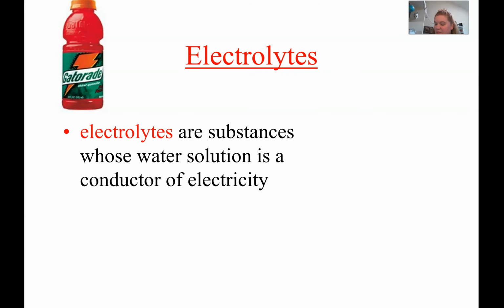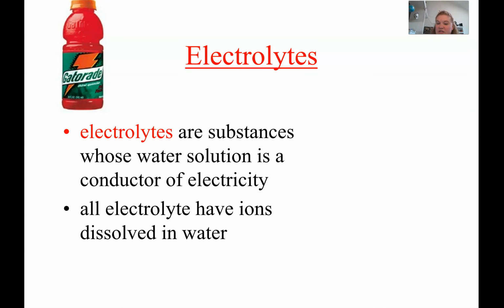When something does break apart, when it forms those ions, it's called an electrolyte. So I have Gatorade up there because one of the things we always know about Gatorade is that it contains electrolytes, which really just means it has ions in it. And so there's a lot of ions that our body needs, sodium, potassium, for example. But when Gatorade says it contains electrolytes, it's really just saying it contains ions.